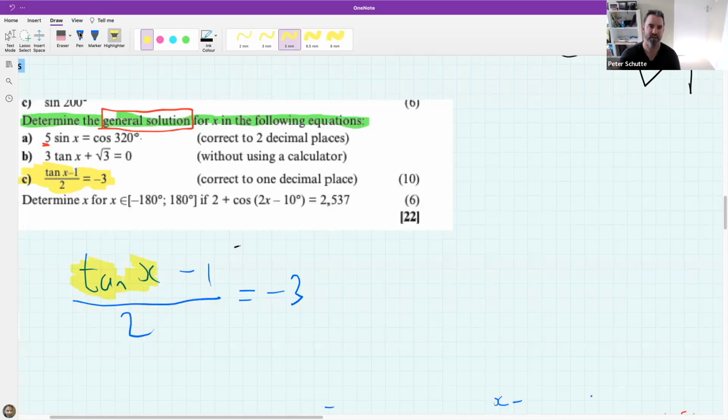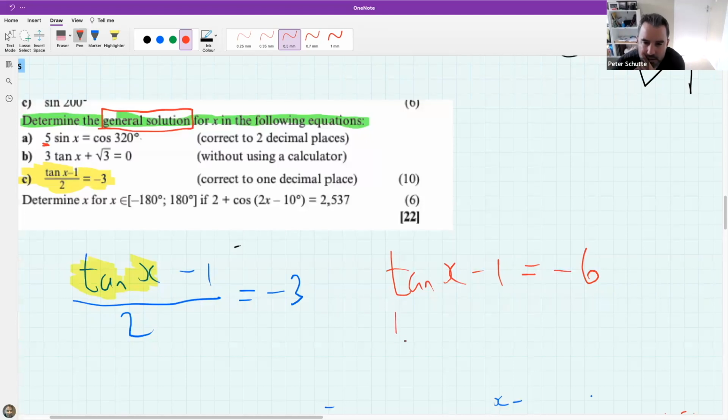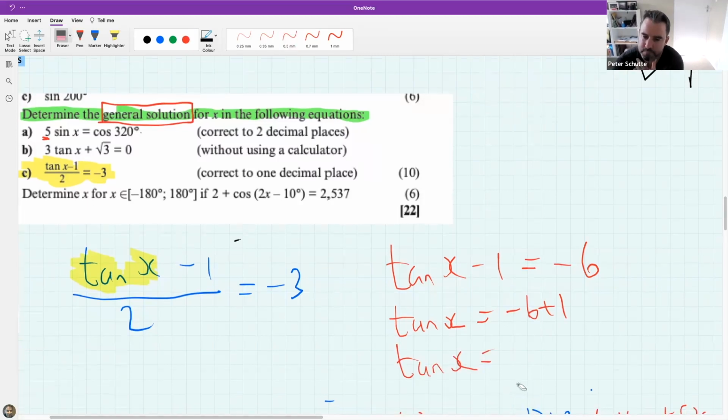Hi, sir. Hey, how can I help? So I wanted to answer the question. Is that fine? Yeah, go ahead. All right. So since tan x minus 1 is over 2, we're going to take 2 to the other side. So it's going to be negative 3 times 2. Okay, so you get negative 3 times 2, which is minus 6. And then tan x is equal to negative 6 plus 1. Yep, because the minus 1, you add 1 to both sides, negative 6 plus 1. And then tan of x is equal to negative 5.